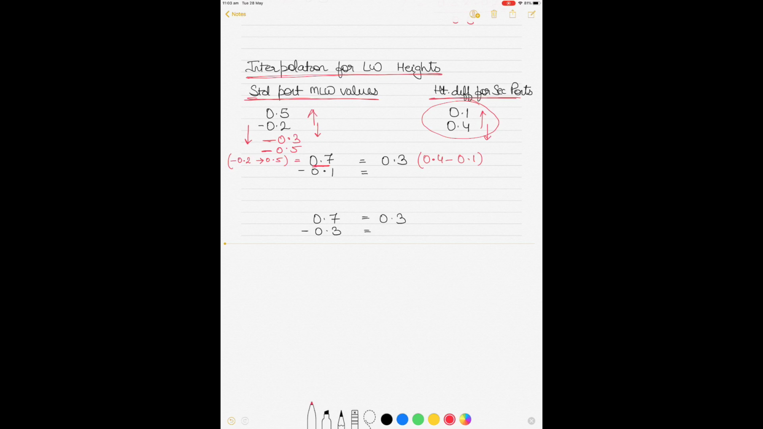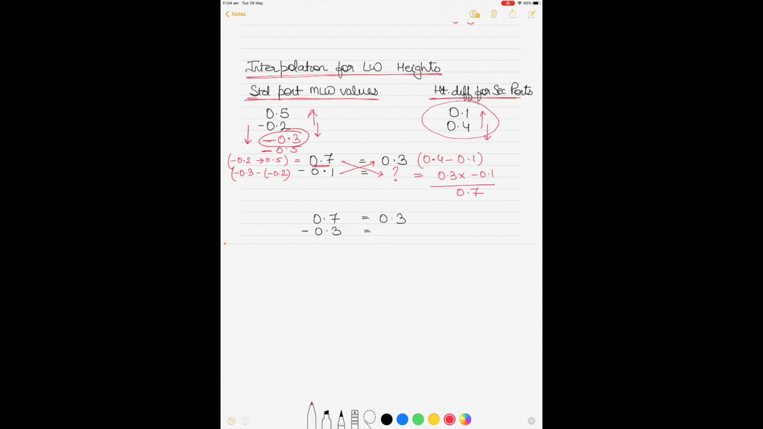right? So therefore if for a difference of 0.7 it is minus 0.3, what will it be for minus 0.1? This minus 0.1 comes from the difference between minus 0.3 minus of minus 0.2, because this is the required height for which we need. All right, so this becomes unknown. So the interpolation will be, this will go here and this will come here. So 0.3 multiplied by minus 0.1 divided by 0.7.